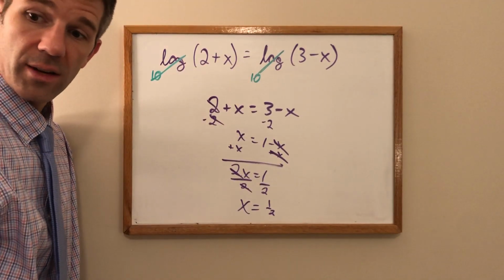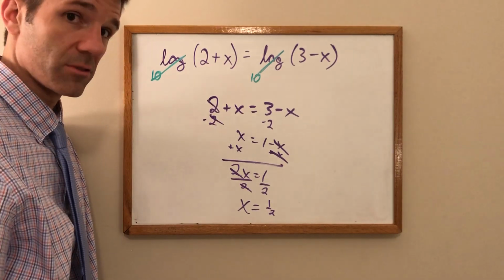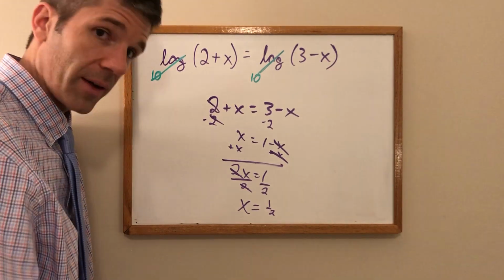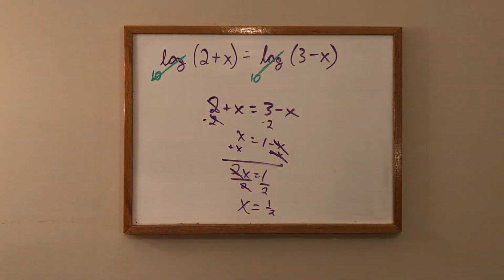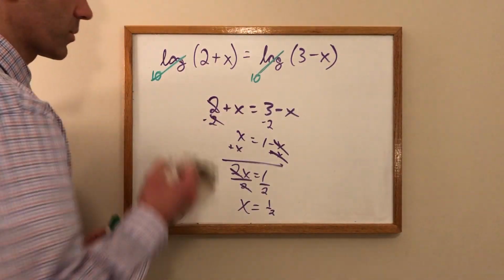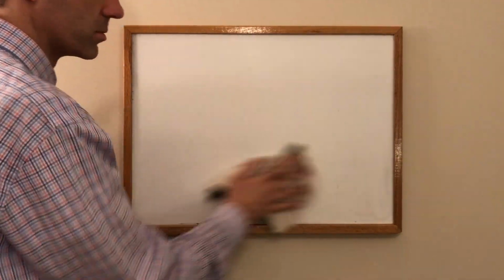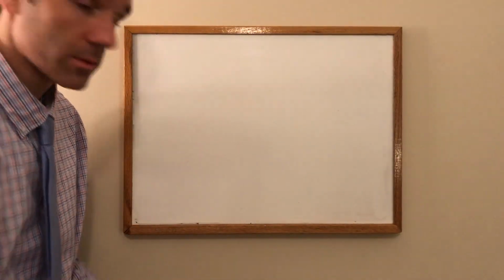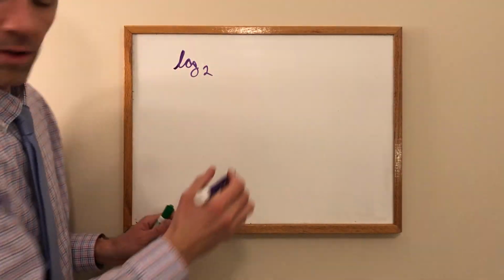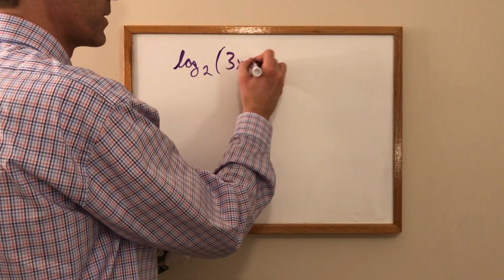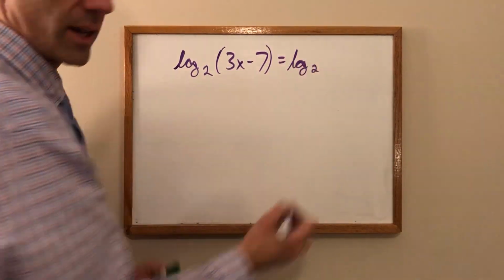Got it. Okay, so the next problem is almost exactly the same. We're just going to drop our logs, and we have to make sure they have the same base, and they do. On this one, they have a base of 2. So we're just going to drop log base 2 from both sides. What about the 2? Don't worry about it. It got dropped. Log base 2 of 3x minus 7 equals log base 2 of what, 19?